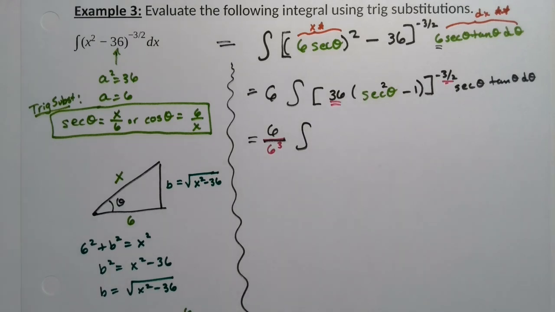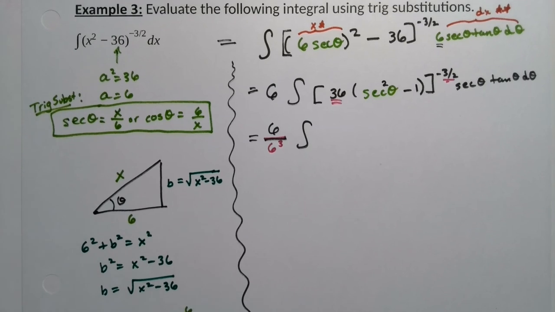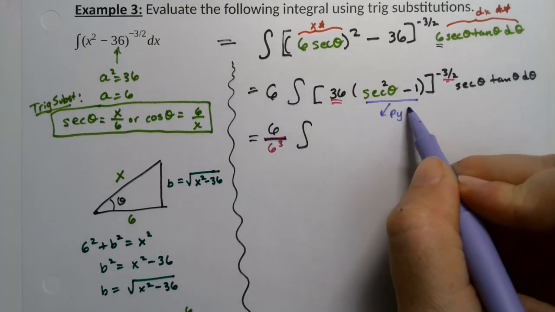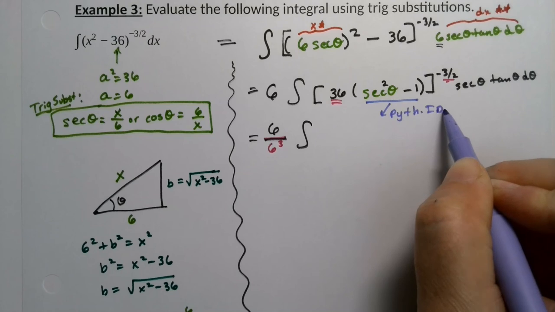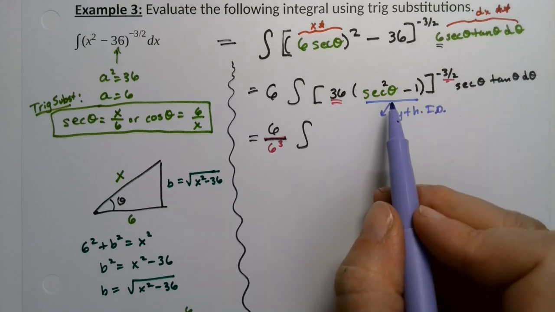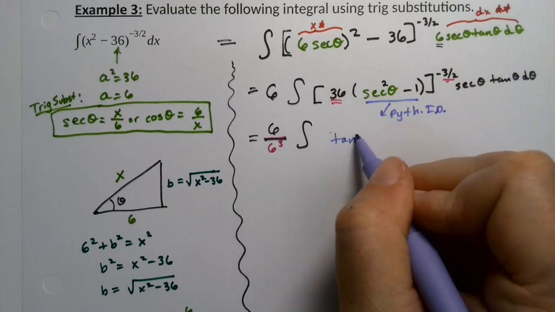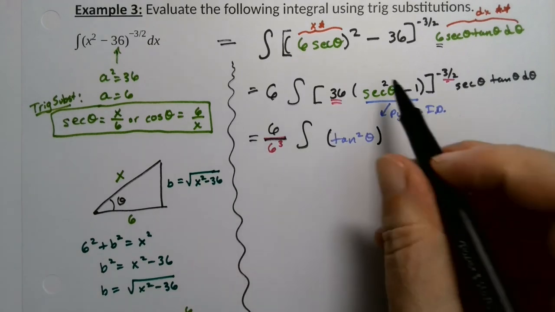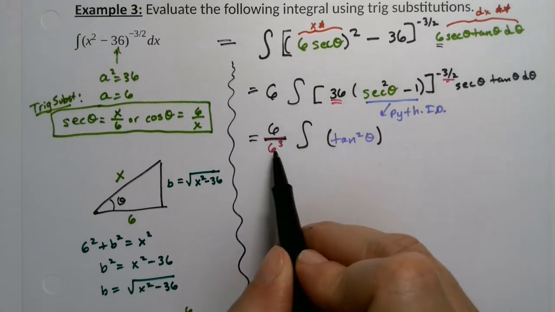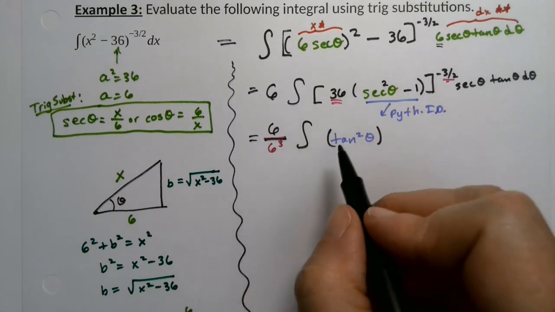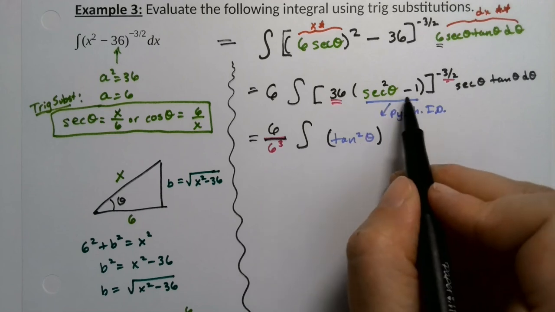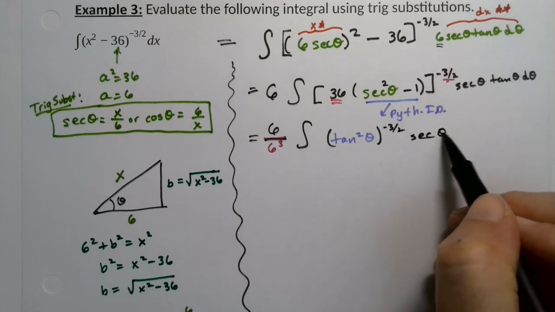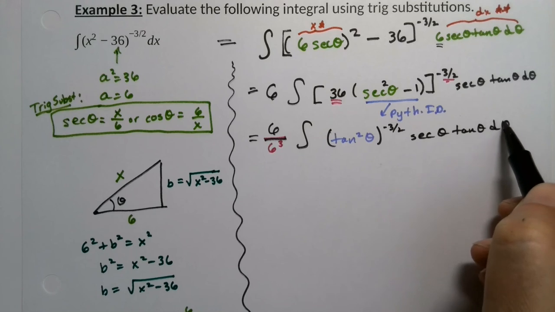And if you're like me, that should be setting off little bells in your head because that's a Pythagorean identity. We know what secant squared theta minus 1 is. It's tangent squared theta. So I'm doing several things at once. I factored the 36, and then I took 36 to the negative 3 halves, which got me here. I didn't actually finish it out, but I will. And then tangent squared to the negative 3 halves, right? And then times secant theta, tangent theta, d theta. I haven't done anything with any of that.